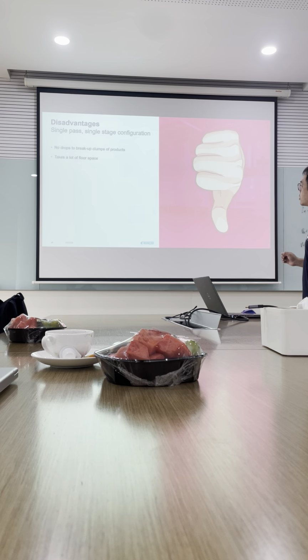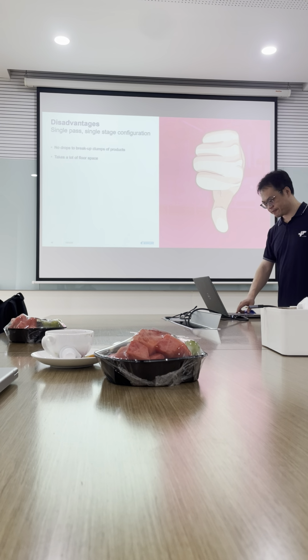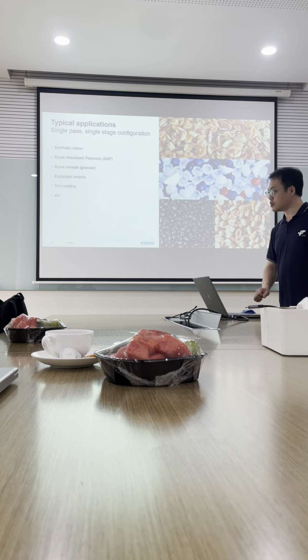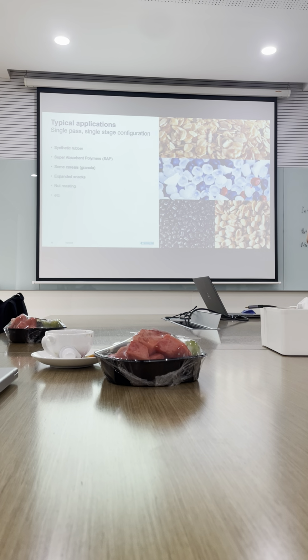But it also has a disadvantage. No jaws to break up the columns, and it takes a lot of space, so it may be very long and expensive. This dryer is usually used for synthetic rubber, SAP, some cereal, expanded snacks, and nut roasties.